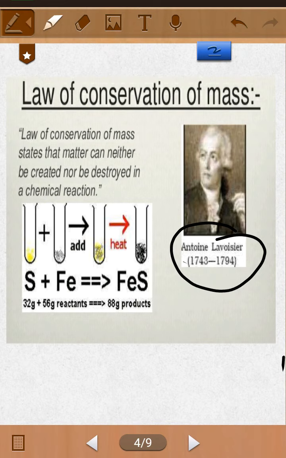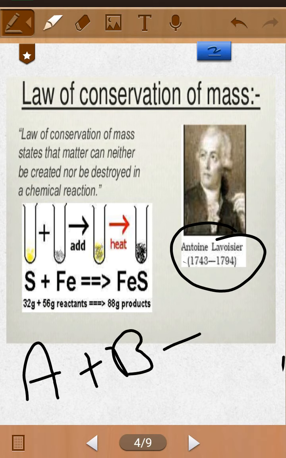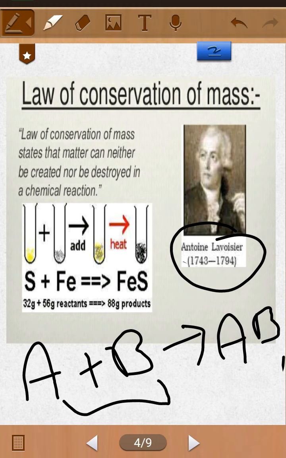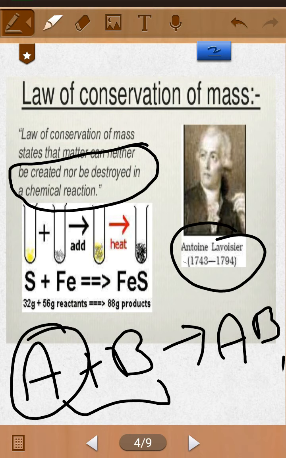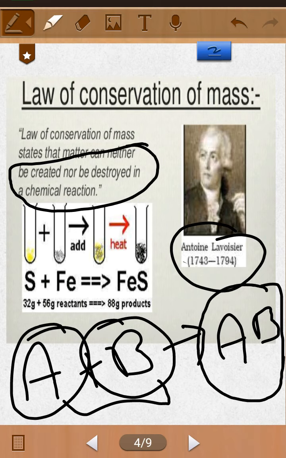In chemistry, the law of conservation of mass states that when two elements combine to form a compound, the mass of the reactants should be equal to the mass of the products. That means mass can neither be created nor be destroyed. The sum of the mass of the reactants, mass of A plus mass of B, should be equal to the sum of the mass of the products.